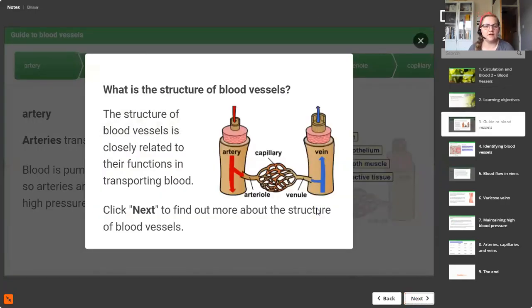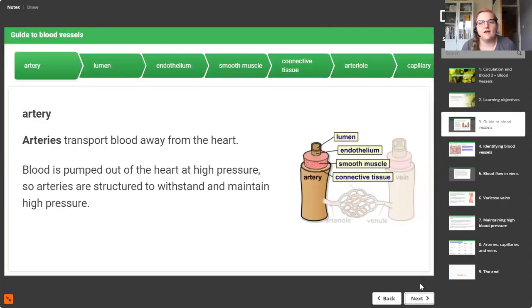So, structure of blood vessels. We're going to look at the structure of blood vessels and how it's closely related to their function. Arteries always carry blood away from the heart. They always carry oxygenated blood, unless it's a pulmonary artery, which carries deoxygenated blood. Blood is pumped out of the heart at a really, really high pressure, so arteries are structured to withstand and maintain this really high pressure.